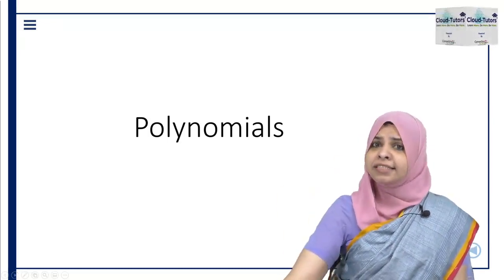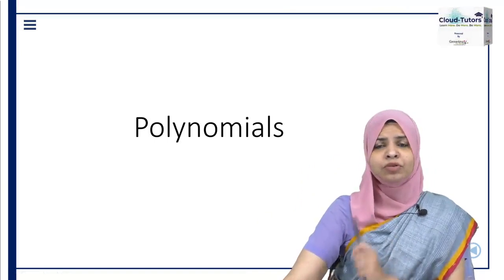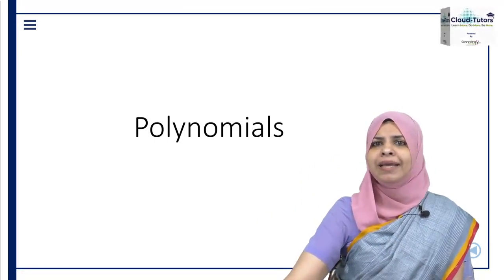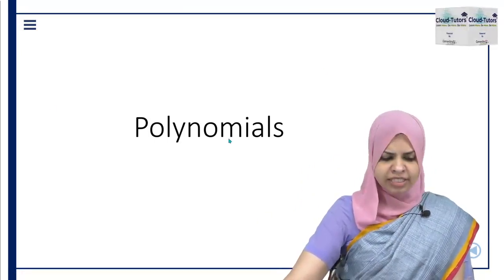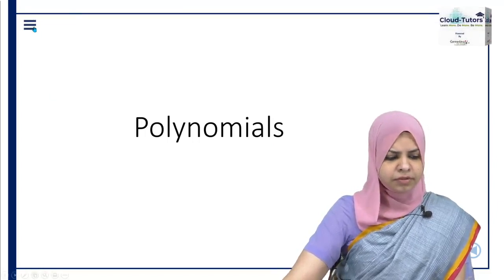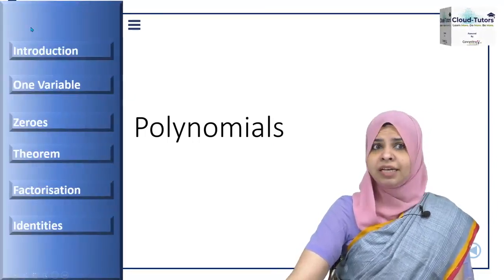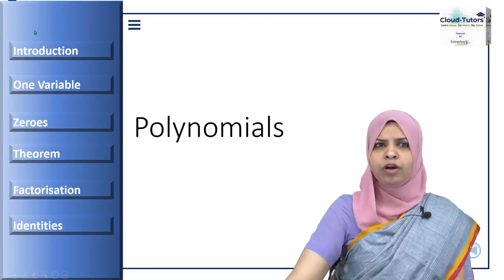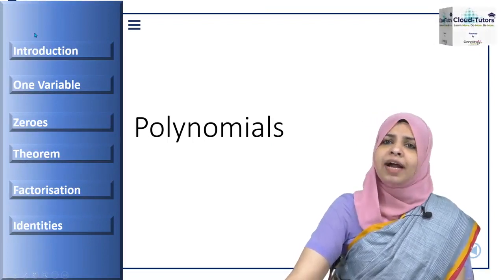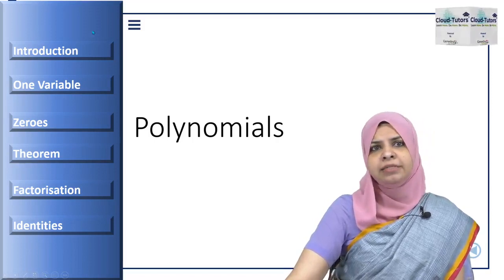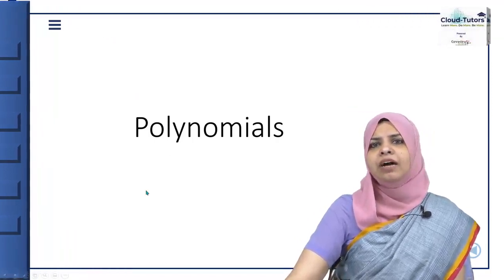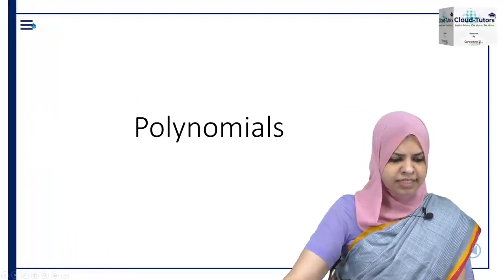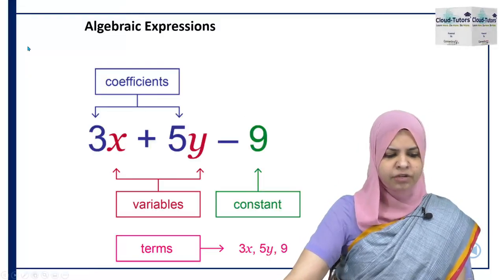Now what exactly it is, before I move into that, let's see what are the topics that will be covered under this chapter. Here is the list: introduction, one variable, zeros of a polynomial, remainder theorem, factor theorem, and algebraic identities will be covered under this chapter. So as I said, let's get started with the introduction now.